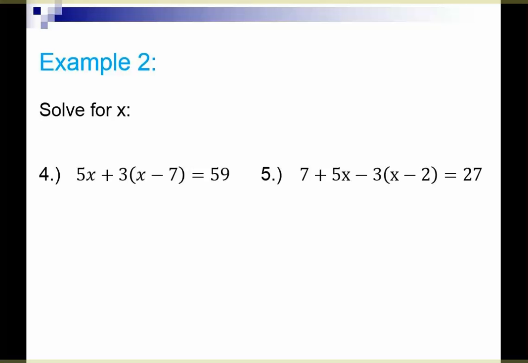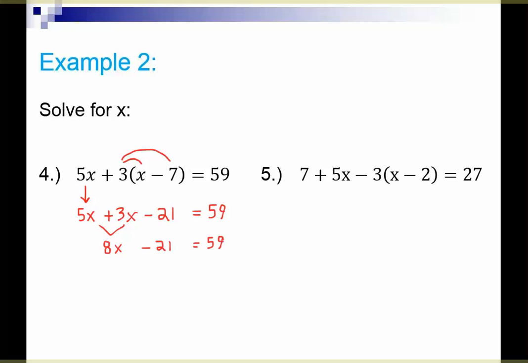Okay, let's see how we did. On number 4, we're going to have to distribute that 3 first. Remember, the 5x is not really part of the action. We're just going to drop him down. Positive 3 times positive x is positive 3x. Positive 3 times negative 7 is negative 21. All of that is equal to 59. So we distributed first. Now we're going to combine these like terms. Positive 5x and positive 3x make positive 8x. So 8x minus 21 equals 59.